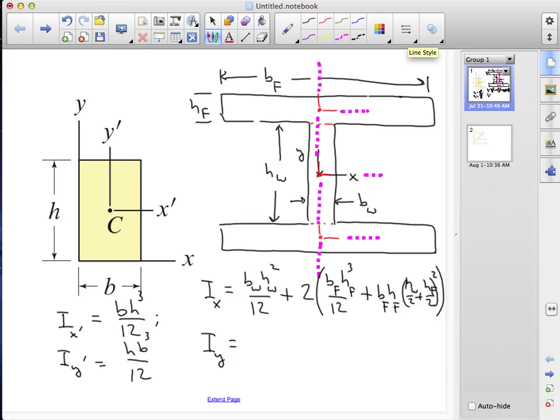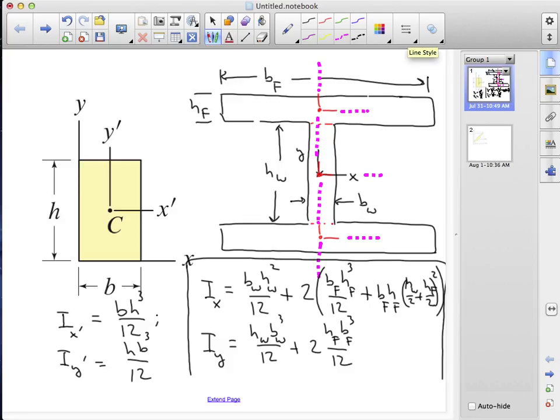For Iy, all of the local y-axes are aligned, and we simply have the centroidal values for each shape. So we have the height of the web times its span cubed over 12 plus 2 times the height of the flange times its span cubed over 12. Expressions like this permit us to write area moments for complicated shapes using tabulated values of centroidal area moments in conjunction with the parallel axis theorem.